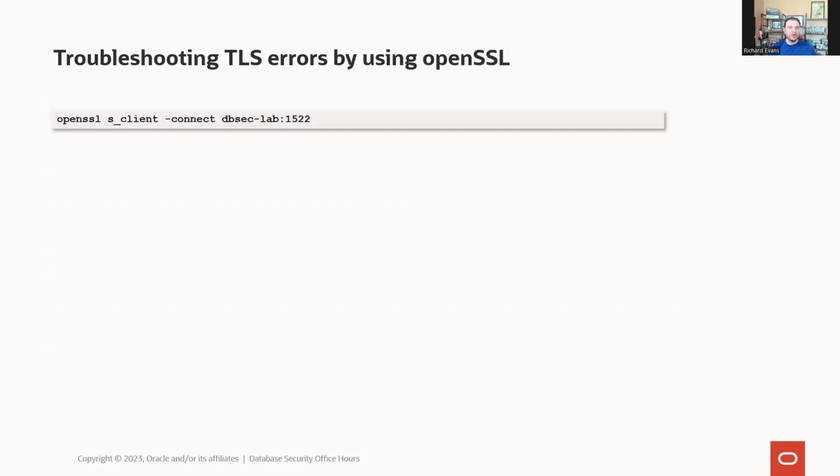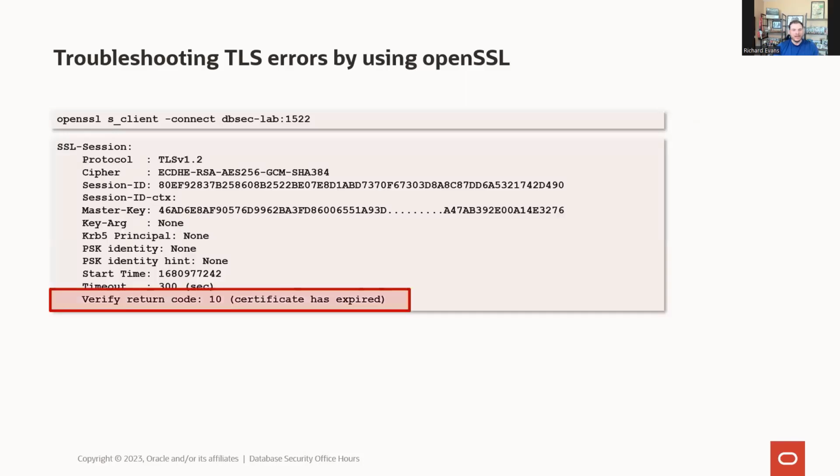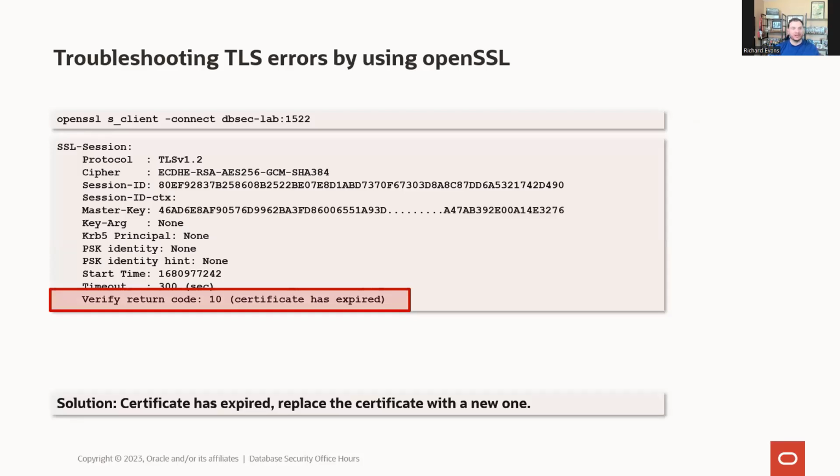Okay. One of the cool things you can do is use OpenSSL to test as well. So here's an OpenSSL s_client connect to my TLS port. And what we're going to see here is that it tells me that my certificate has expired. So that's pretty handy to be able to go and just run this TLS command and connect to it.